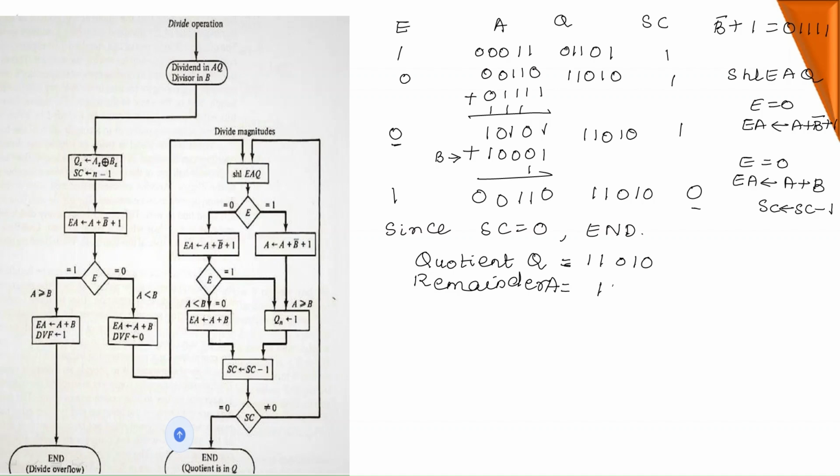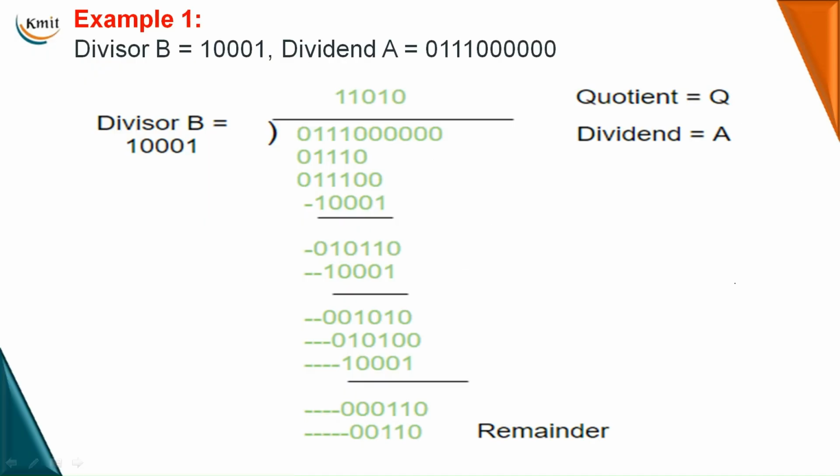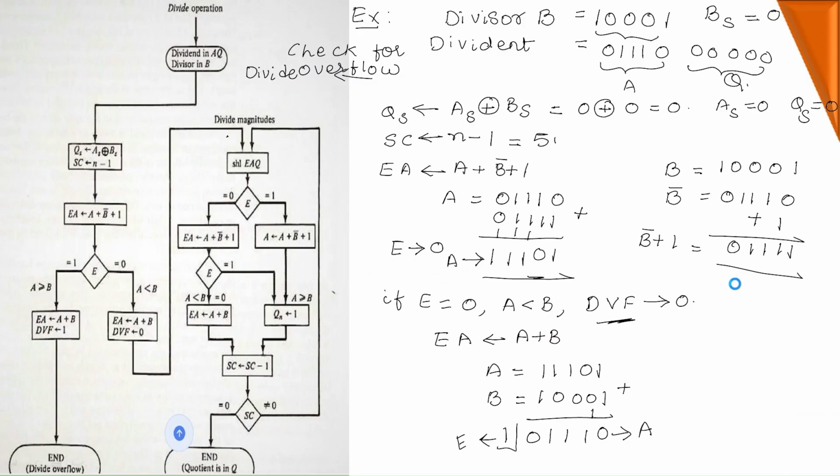So what is the value of A? A value is 0 0 1 1 0, which is nothing but 6, and this is 26. So your quotient is 26 and the remainder is 6. If you can check here 0 0 1 1 0, the remainder, and the quotient is 1 1 0 1 0. The same thing we got here.